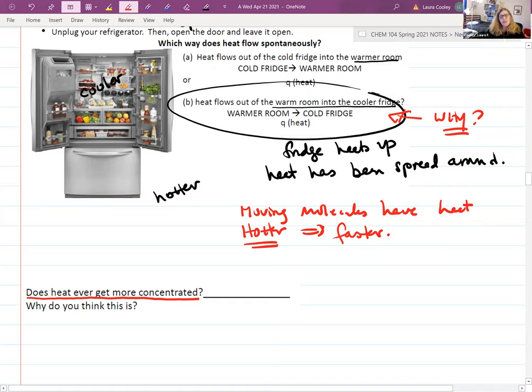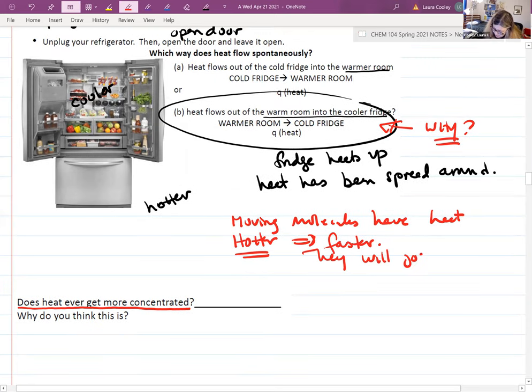So let's say you've got molecules of air inside this fridge and outside this fridge. Right after you open the door, you have this interface, the space between where you have the cool air on one side and the hotter air on the other side. So you've got these hot molecules next to these cold molecules. The hot molecules are moving faster, and the cold molecules are moving slower. So what is going to happen? Are those sluggish, slow molecules all going to jostle the hotter ones and make them move faster? No, the hotter ones are moving faster. They will jostle the cooler ones and make the cooler ones move faster.